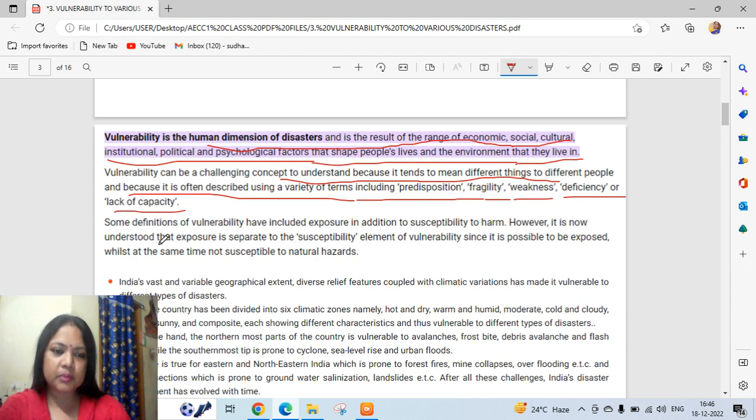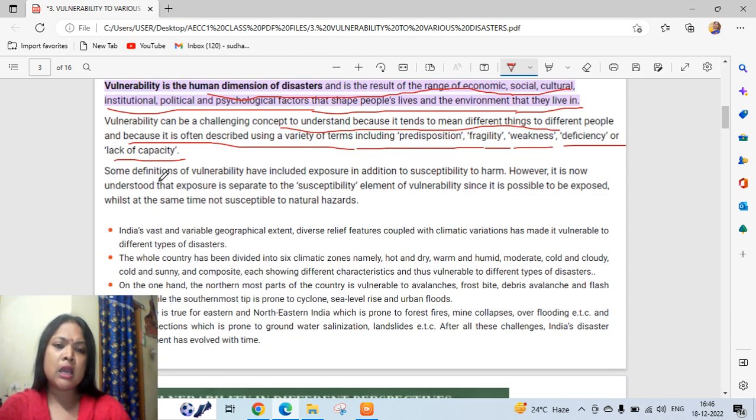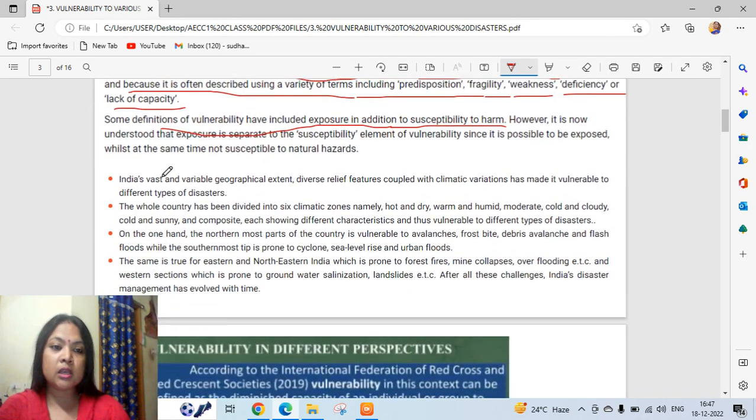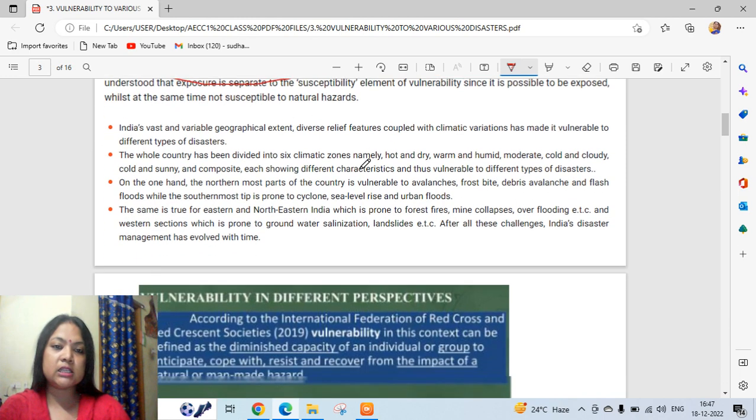Then some definitions of vulnerability have included exposure in addition to susceptibility to harm. Okay, what is susceptibility? It is already there in the previous thing. Here susceptibility means exposure to danger. Okay, so then the same time not susceptible to natural hazards.